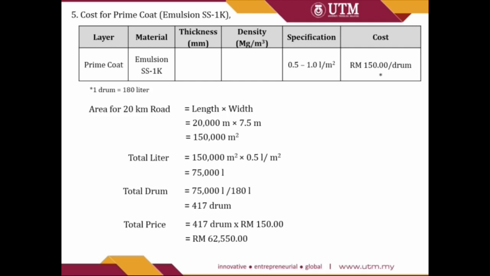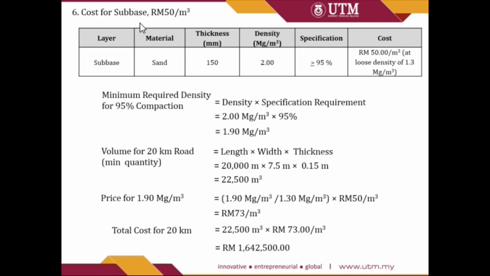Next, we have the Subbase Layer. The material used is sand at 150 mm thickness at minimum compaction of 95%. First, calculate the minimum required density for 95% compaction. Based on the 150 mm thickness, calculate the volume. Then, determine the cost at 1.9 density. The cost given is 50 ringgit at 1.3 density. Therefore, the cost for 1.9 density is 73 ringgit. Then, the total cost can be determined at 1.6 million.